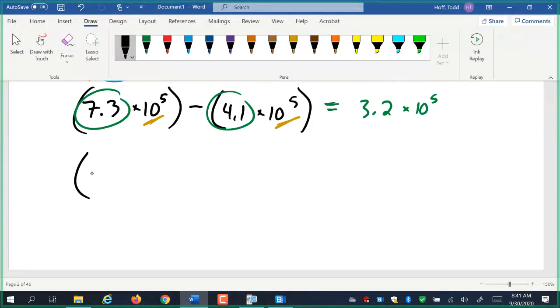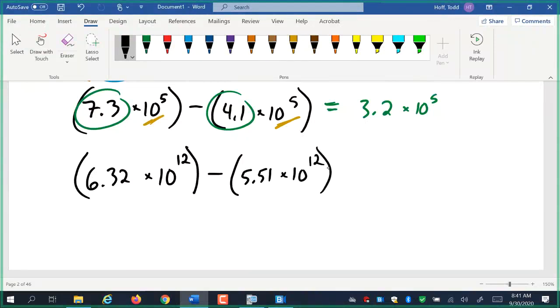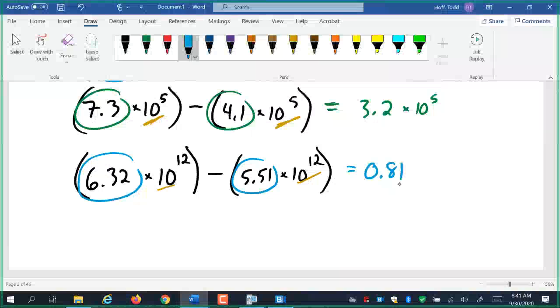We might have 6.32 times 10 to the 12th minus 5.51 times 10 to the 12th. They have the same power of 10. They have the same name, so we're good there. So we'll combine count. 6.32 minus 5.51 is 0.81 times 10 to the 12th.